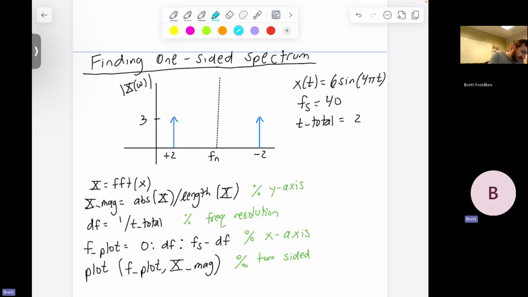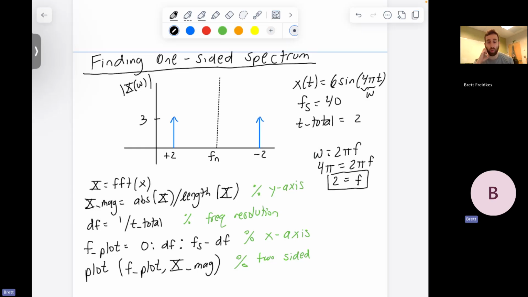But essentially, we were given some function x of t that I told you was 6 sine of 4 pi t. In this situation, omega is 4 pi. And if omega is 4 pi, that means that our frequency in hertz has to be 2 hertz. That is what our signal is for this specific data set.